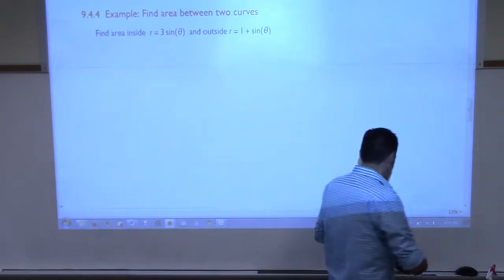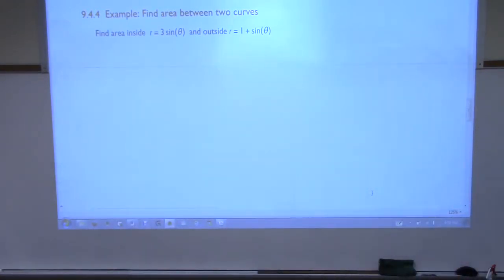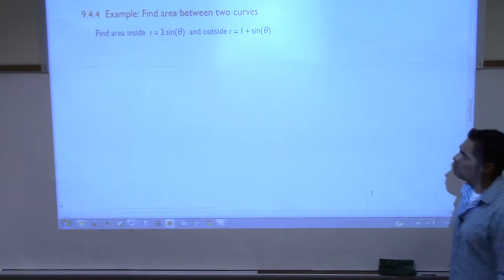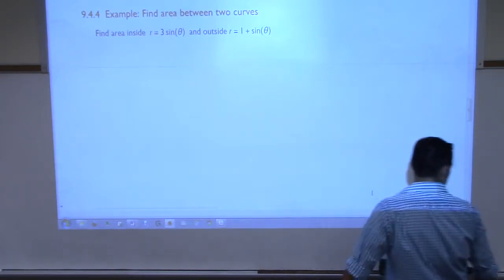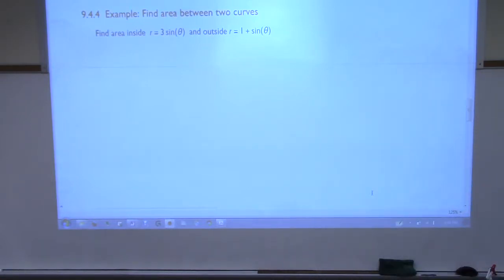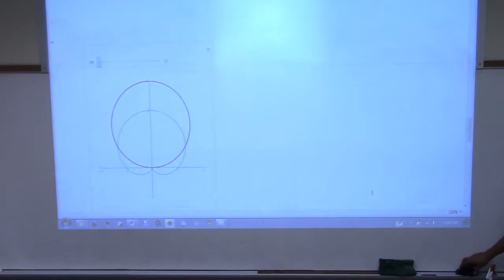Find the area between two curves. So it says find the area inside r equals 3 sine theta and outside r equals 1 plus sine theta. R equals 1 plus sine theta. Wasn't that a cardioid? R equals 3 sine theta. I actually have the graph here for us, so we don't have to worry about the graph. There it is.